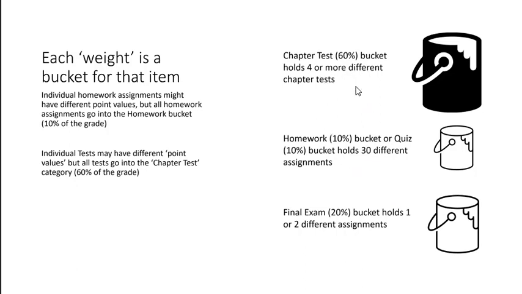If you have a chapter test category, let's say that's 60% of your weighted grade, then that bucket might hold 4 or even more chapter tests depending on your class. But there might be way fewer items in that 60% bucket than there are in the homework bucket, or let's say a quiz bucket that might have 30 different assignments. The final exam bucket might hold 1 or 2 assignments and yet be worth 20% of your grade.